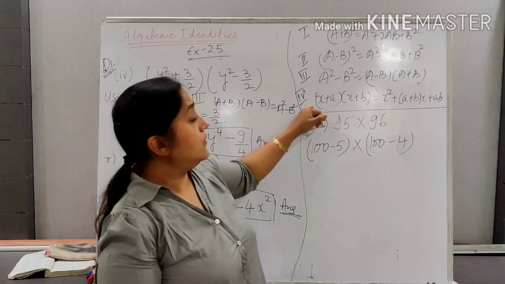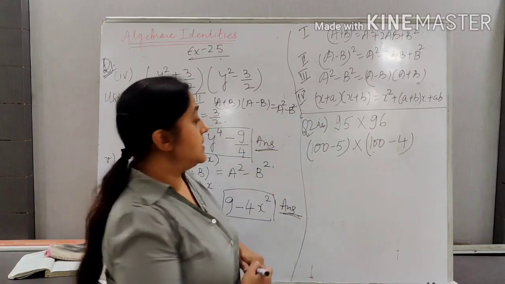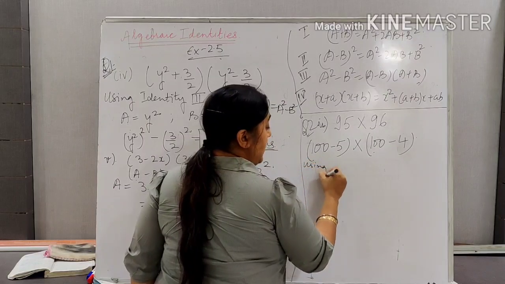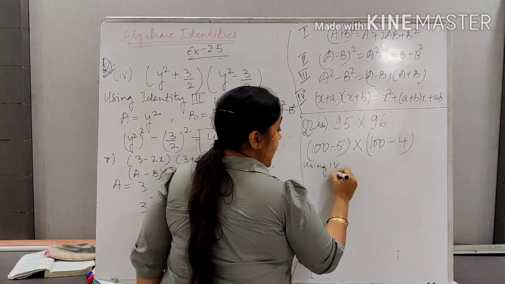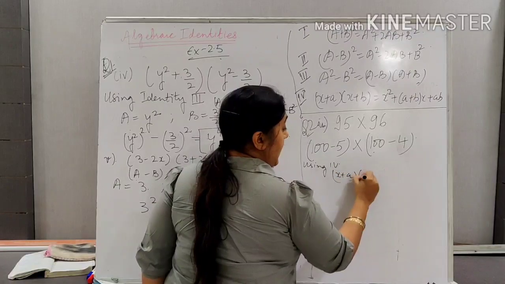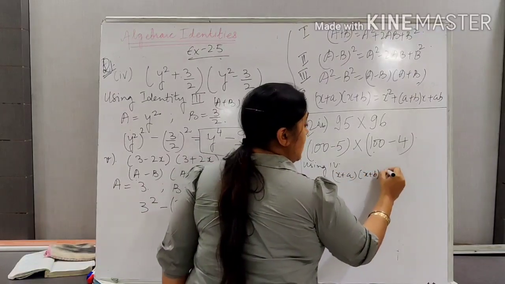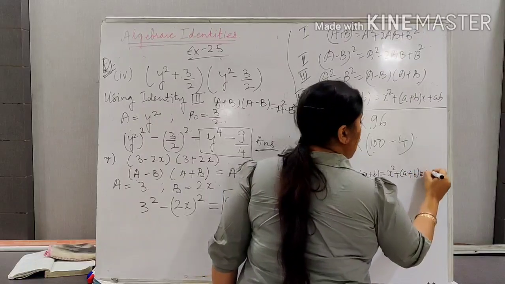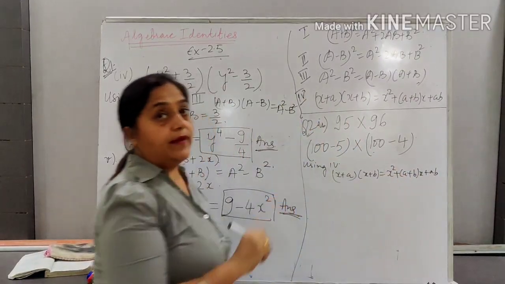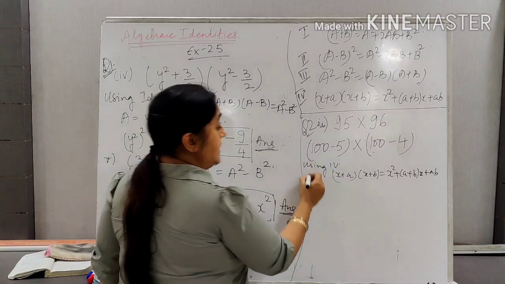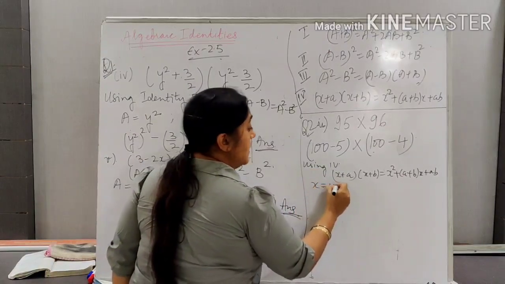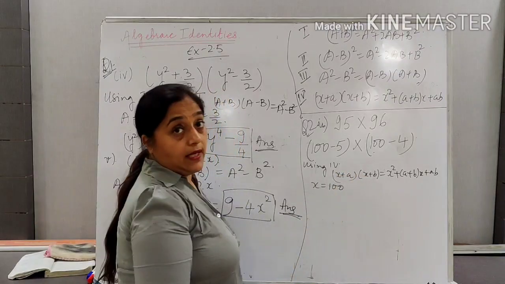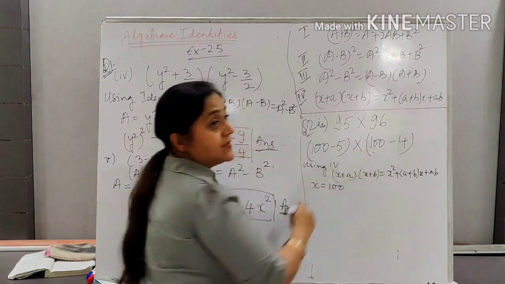So let us see the fourth identity. It is x plus a, x plus b, so it is the same as using the fourth identity: x plus a into x plus b is equal to x square plus a plus b into x plus ab. Now listen to me very carefully. What is x here? X is 100, right? My identity is based on plus only and I have some negative signs here.